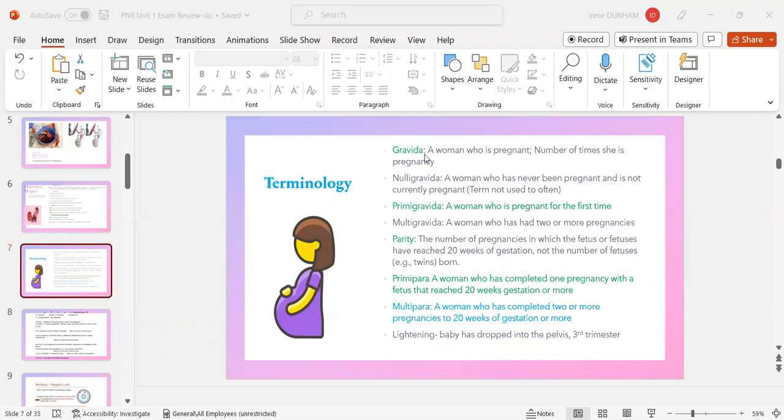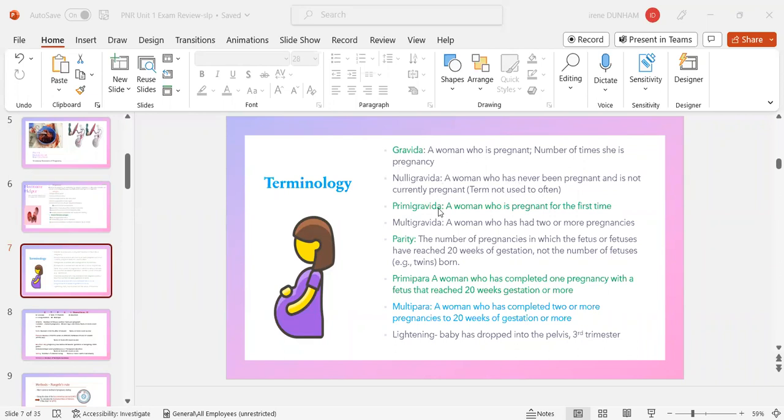Okay, so again, gravida is a woman who is pregnant, and the number of times she's pregnant. So if someone's having a fourth baby, her gravida would be gravida 4. Now a nulligravida is a woman who's never been pregnant and is not currently pregnant. We don't really use this term too often, but you never know. One of those HESI tests might throw that in there, so you always want to know about it.